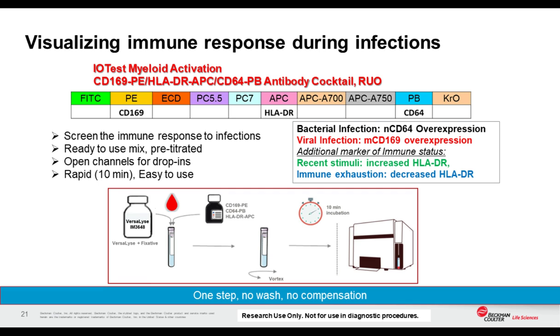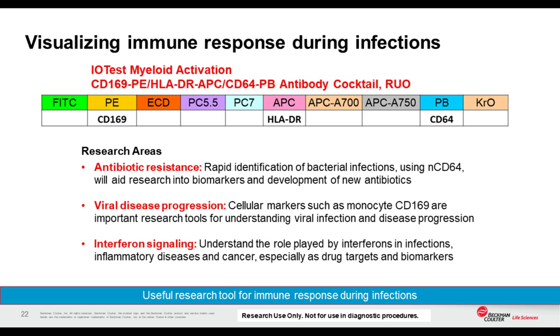With the IOTest Myeloid Activation, we have a rapid flow cytometric test for visualizing the differential immune response to bacterial and viral infections. The panel can be used in multiple research areas such as interferon signaling, antibiotic resistance, viral disease progression, and many others. It can be an effective assay to study the innate immune response and interferon signaling during infections and inflammatory diseases.